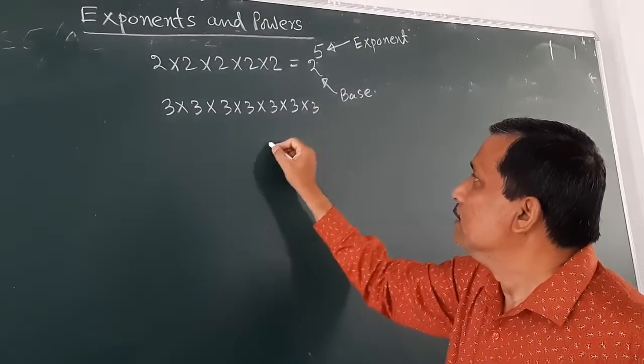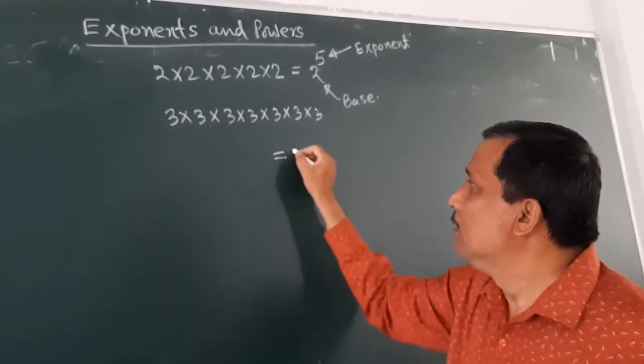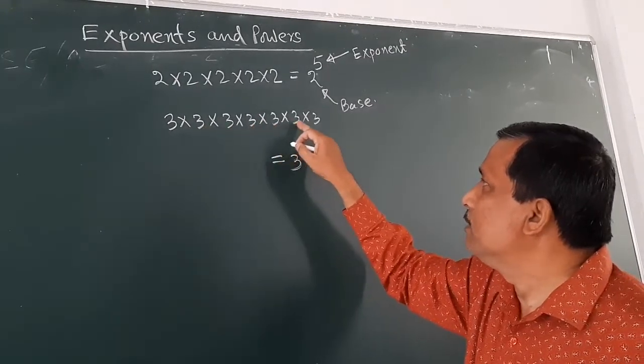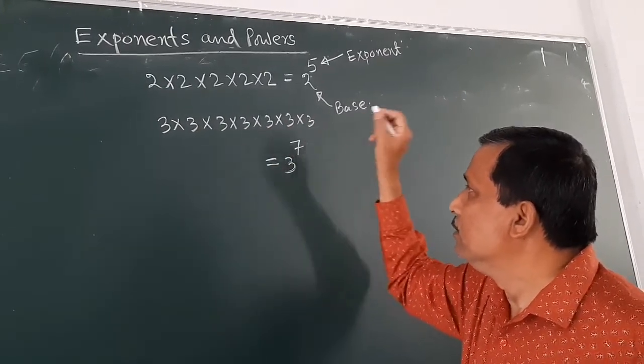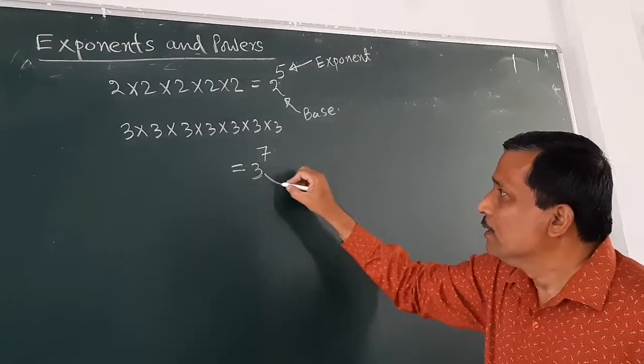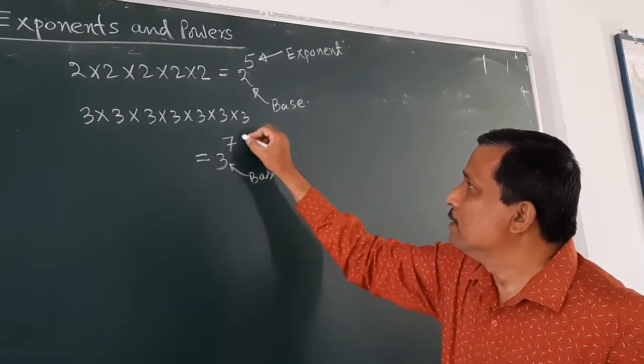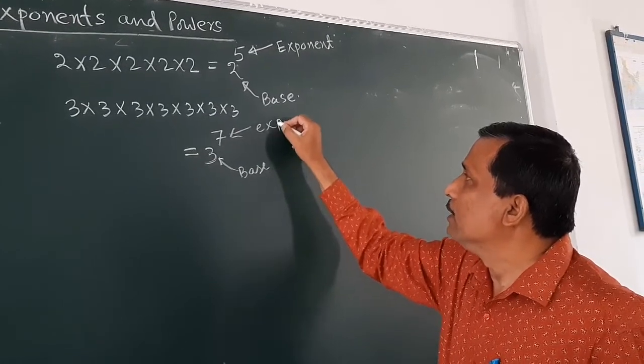Similarly, suppose it is written 3 × 3 × 3 × 3 × 3 × 3 × 3 × 3, so this can be written as 3 raised to the power 1, 2, 3, 4, 5, 6, 7, 3 to the power 7. So here 3 is known as your base and 7 is called your exponent.